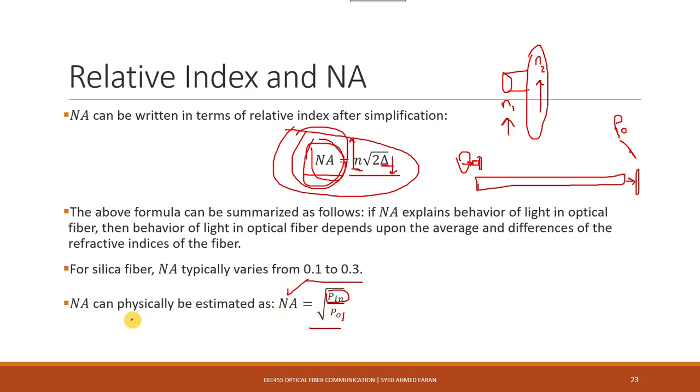As I said, this is just a practical, physical way to calculate this value. Okay, so it will be an estimation. This value will be very close to the true numerical aperture. So if you are a manufacturer yourself, you can also calculate the numerical aperture, or you can validate the numerical aperture using such a calculation.